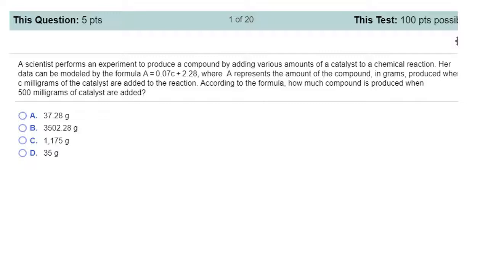Today we're going to start a review for Test 1. This test will be over algebra topics and finances. The first question in the review is a formula.